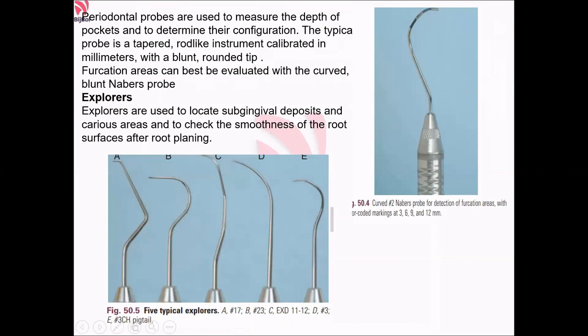Then come explorers. We all know why we use explorers, guys. Explorers are used for subgingival deposits, locating caries, and checking the smoothness of the root. See, root planing is for what? To smoothen the surface of the root. So you need to check whether you've done well. For that, you will use an explorer. Now, these are the different types of explorers.